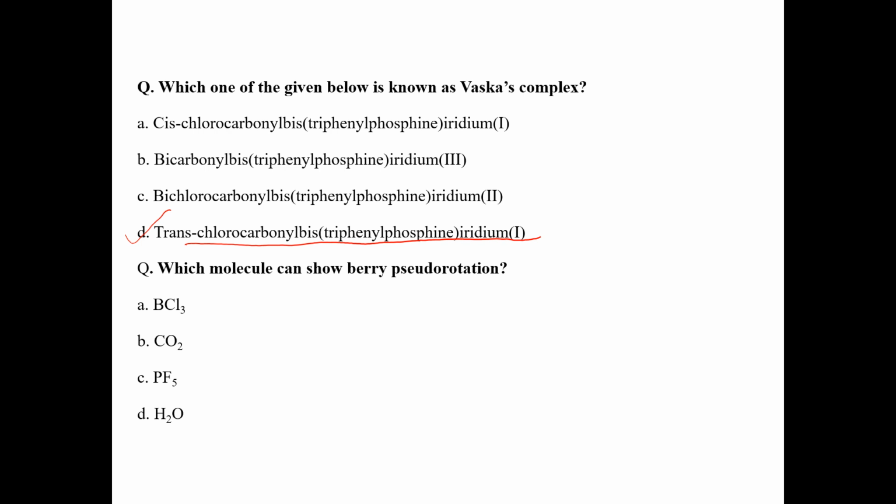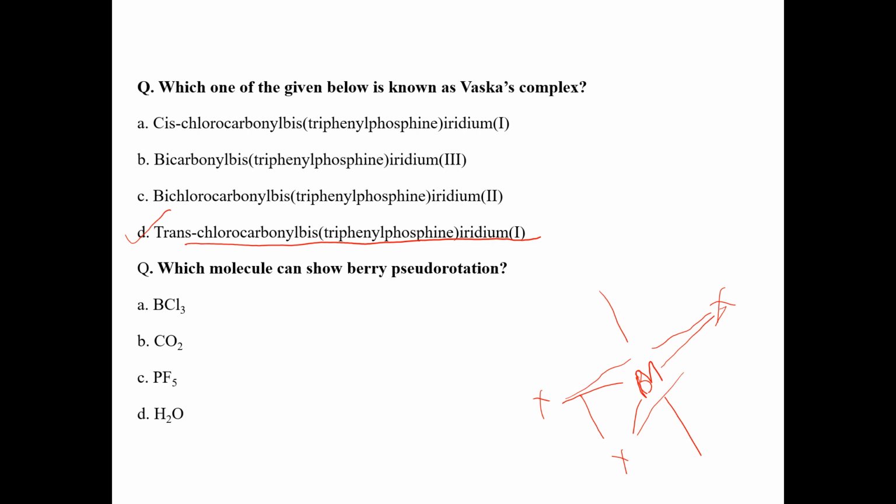Okay, and which molecule can show Berry pseudo rotation? Basically it is observed in trigonal bipyramidal complexes. Let's say if it is metal, this ligand and these two. So what is this phenomenon? In this pseudo rotation, axial bonds become equatorial and equatorial become axial.